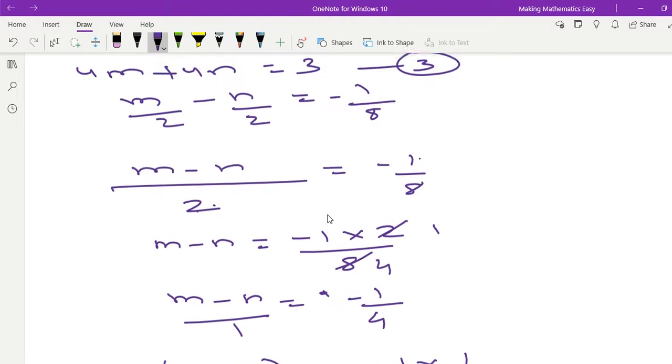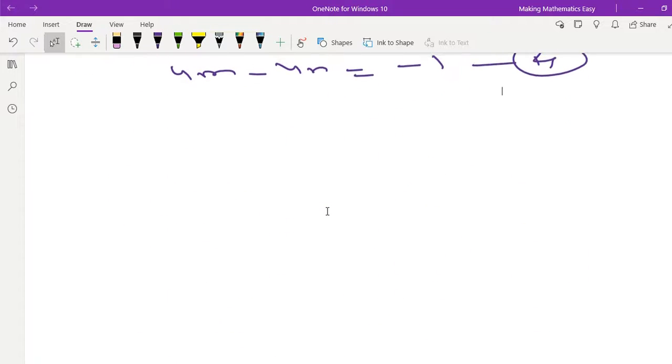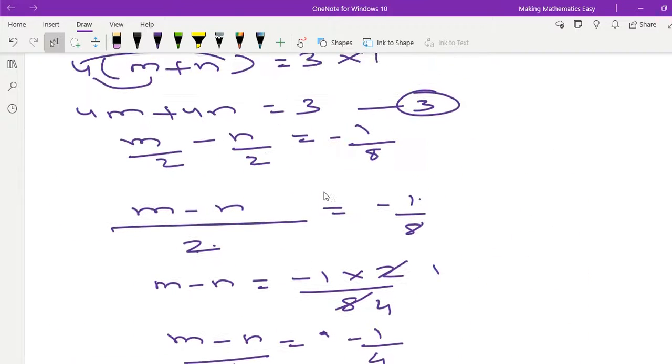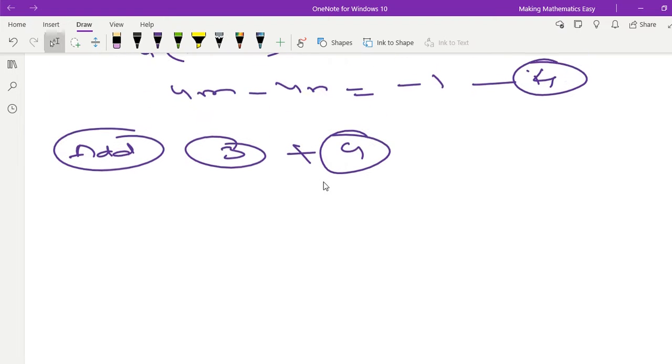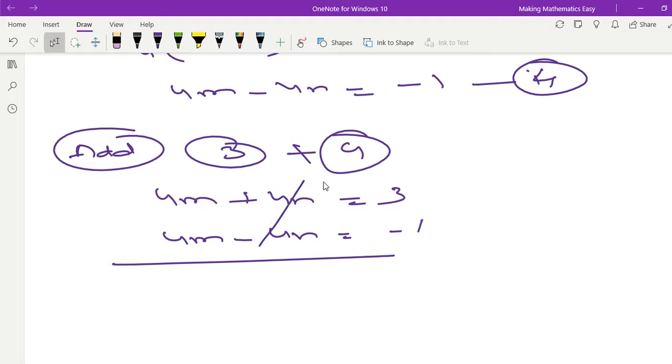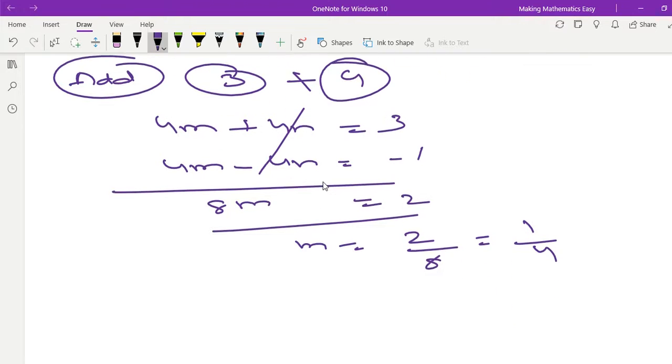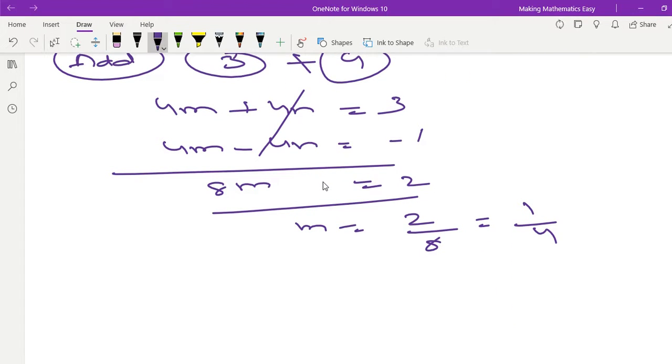Correct. Now let's compare equation number 3 and 4, 4m plus 4n and 4m minus 4n. So now we can add equation number 3 and 4, which is 4m plus 4n is 3, and equation number 4 is 4m minus 4n is equal to minus 1. This will get cancelled. 4m plus 4m, you will get 8m is equal to 2. Correct? 3 minus 1 is 2, and m you will get as 2 upon 8, so that will be 1 upon 4.